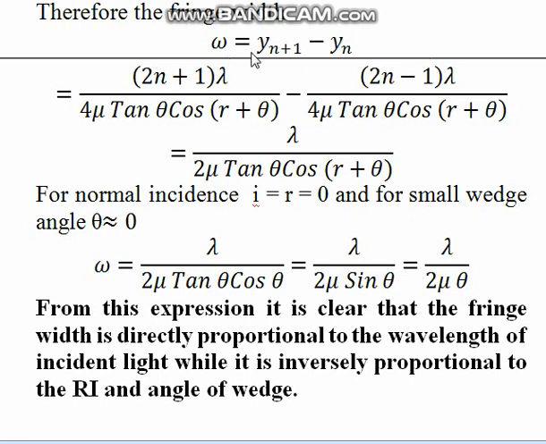Now the fringe width is defined as the distance between two successive bright or dark bands. So omega is equal to Yn plus 1 minus Yn. Put the values of Yn plus 1 and Yn and solve it. It comes to be lambda upon twice mu tan theta cos of r plus theta. Okay, so this is the general formula for the fringe width. However, it is complicated to learn, so we can simplify this expression by applying some considerations.